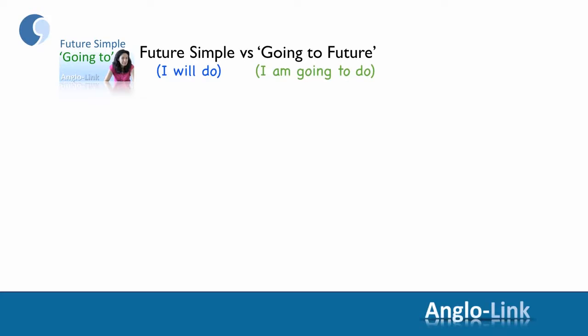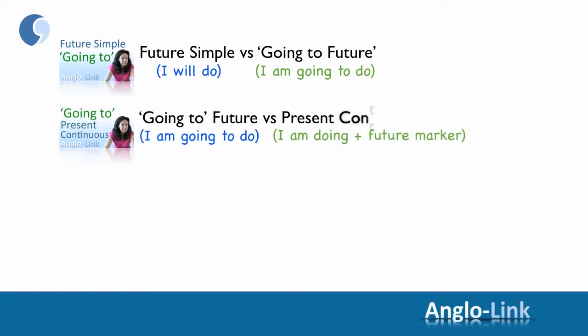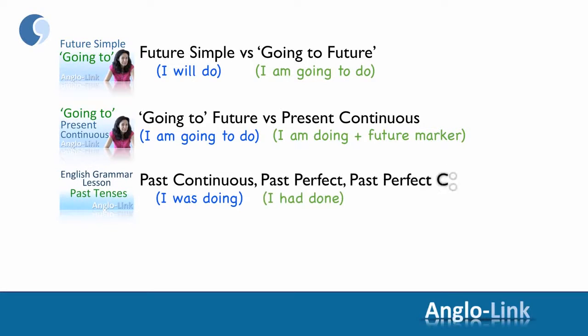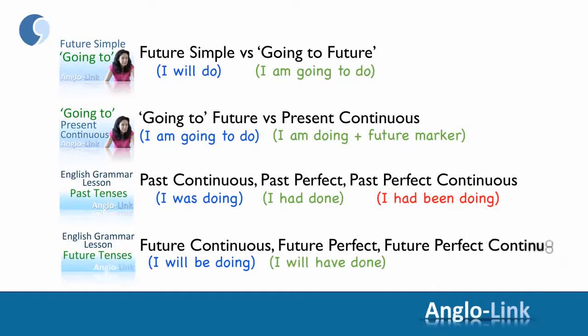We looked at the difference between I will do and I am going to do. And in the following video, we looked at the difference between I am going to do and I'm doing with a future time marker. In the 8th video, we looked at all the past tenses: I was doing, I had done, and I had been doing. And finally, we looked at all the future tenses: I will be doing, I will have done, and I will have been doing.